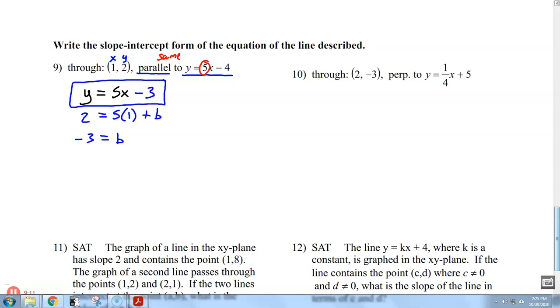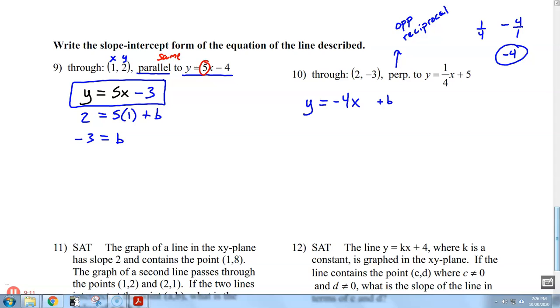Number 10, I need to go through a point, but I need to be perpendicular. So remember, if I want to be perpendicular, I've got to be the opposite reciprocal. I've got to flip it and change the sign. So right now I'm 1/4. I need to flip it and change the sign, aka my slope needs to be -4. So here we go. Starter equation.